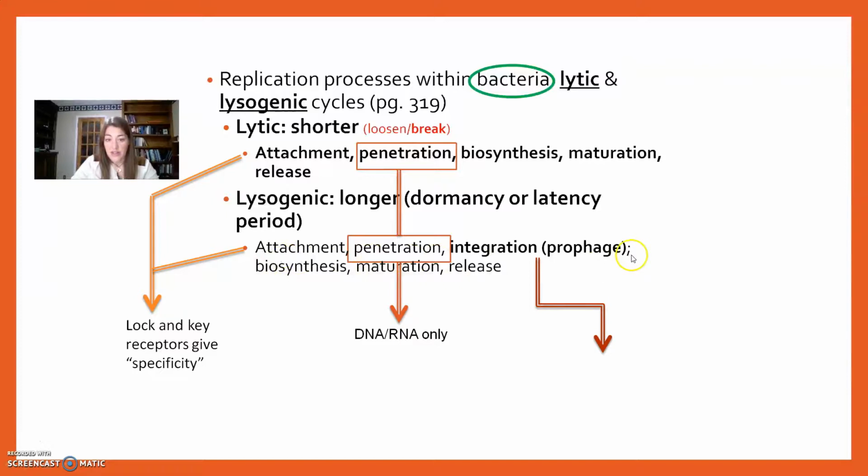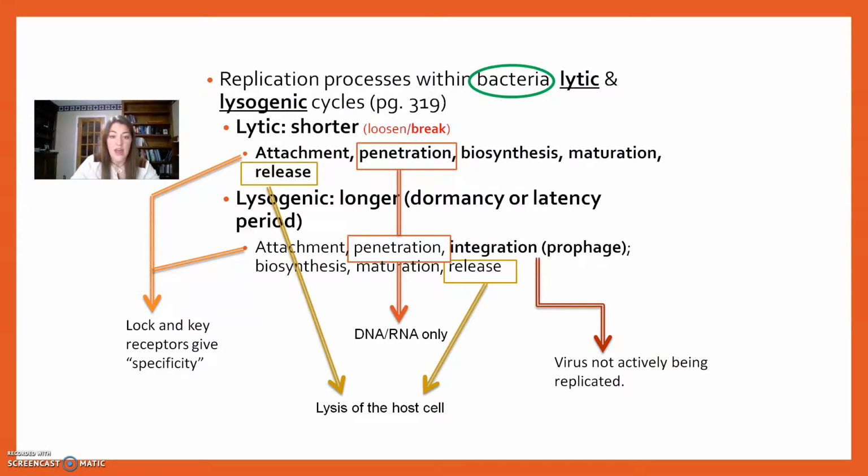Now, right here on the lysogenic cycle, this integration part is when viruses are not actively being replicated. The DNA is incorporated, but they're not making any viruses. And then in release, this is when cells undergo what we call lysis, and so they break. Once the viruses are being produced inside the cell, when the cell has made enough, it will rupture and kill the cell, and the viruses will escape.